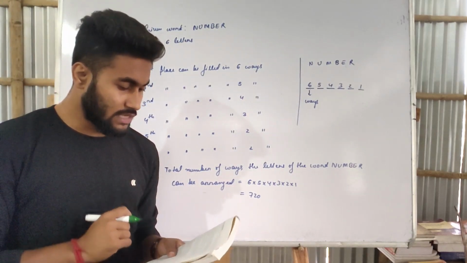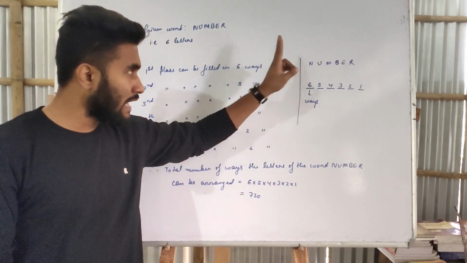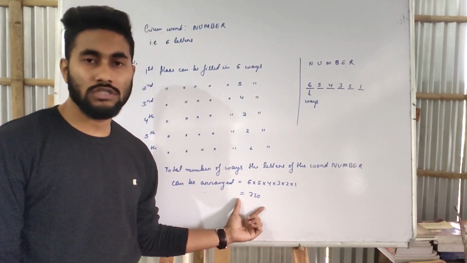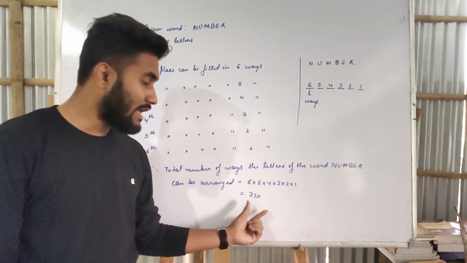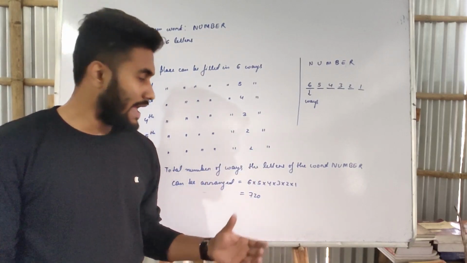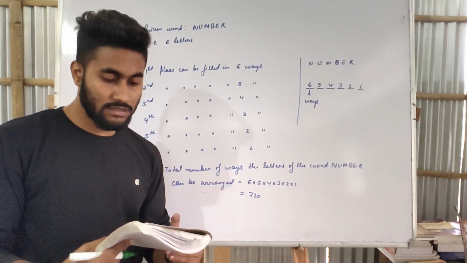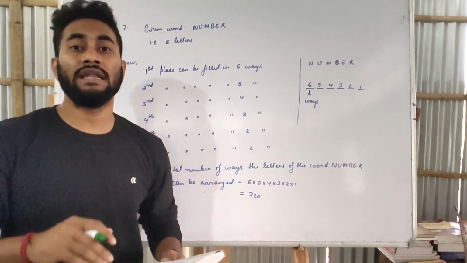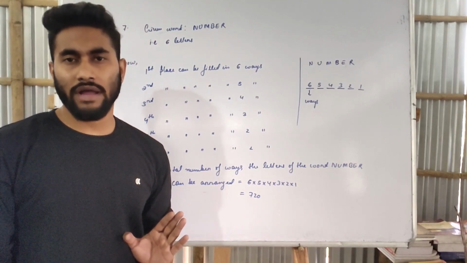The first question is: how many of these total numbers are 720? Using NUMBER, there are 720 such words you can form, with or without meaning. Okay, 720. But among the total 720, how many of those words will start with M? We are asked how many begin with M. The total is 720. How many begin with M?